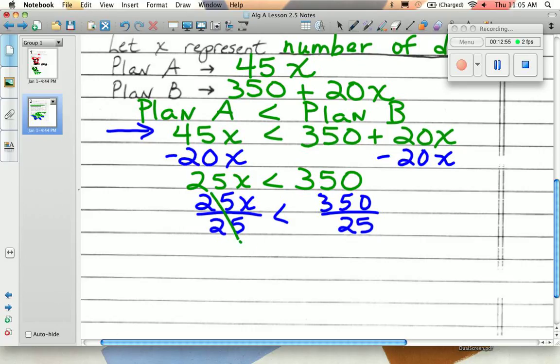So x is now by itself. Did we divide by a negative? No, so we don't need to switch the symbol. And how many 25s are there in 350? 14. And remember, x is what again? Days. So we're saying x needs to be less than 14 days.